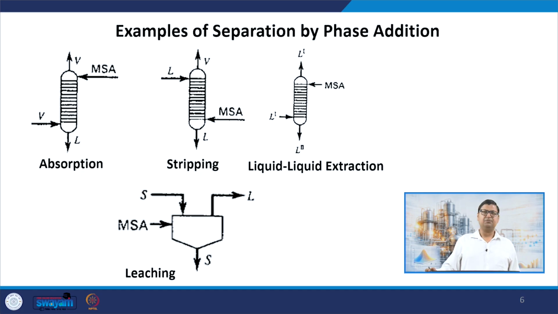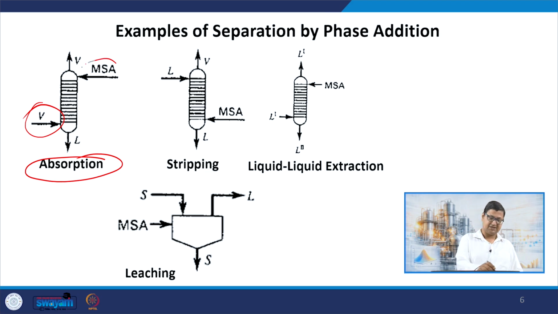We can also look at examples of separation where we are doing a phase addition. As I was discussing, there is an example of absorption where we are supplying a vapor feed. From the vapor, I want to separate a component. So we supply a liquid MSA from top that falls down the line, and the liquid goes away with that component which I want to absorb from the vapor. The stripping is opposite of that, where the MSA is now a vapor and the feed is now a liquid. So vapor goes up and carries one of the components of the liquid.